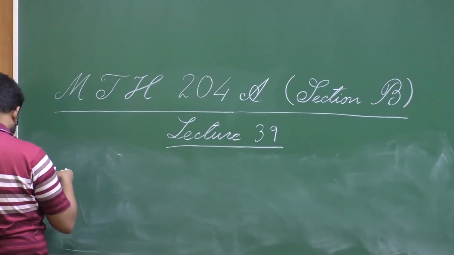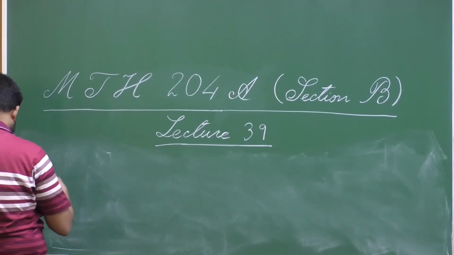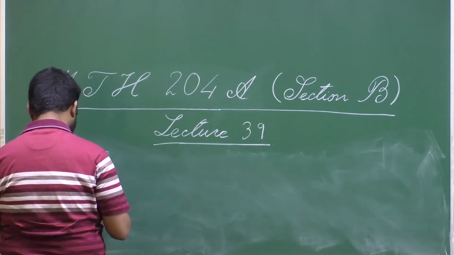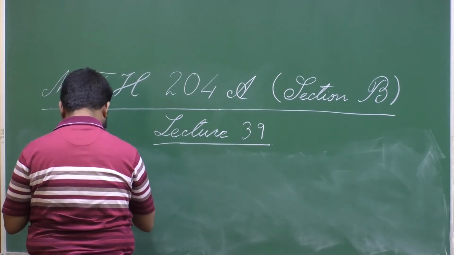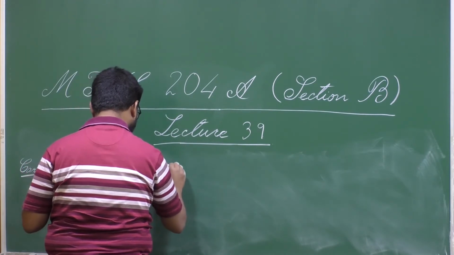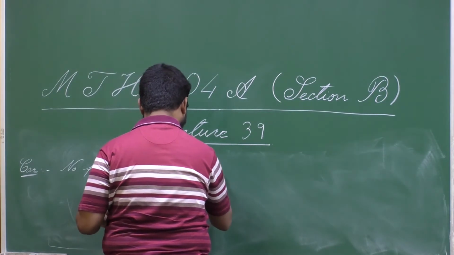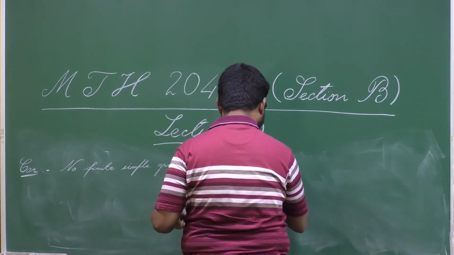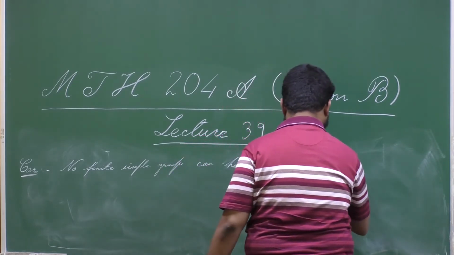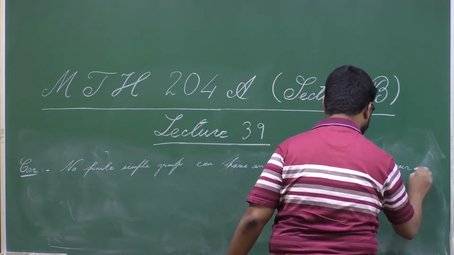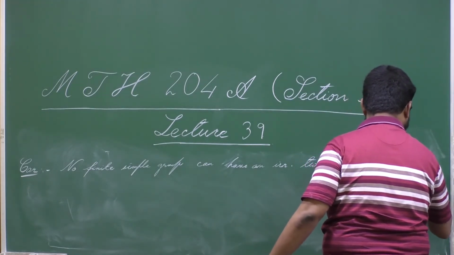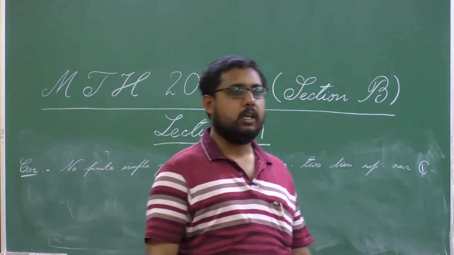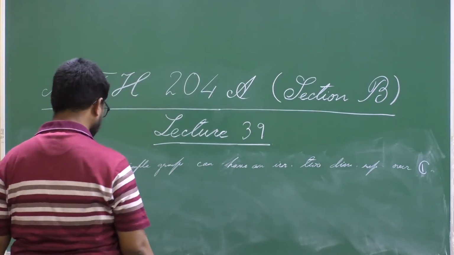The corollary says the following: no finite simple group can have an irreducible two-dimensional representation, of course over C. In other words, if G is a finite simple group, then its irreducible representations either have dimension 1 or dimension more than 2. Okay, so how to prove that?